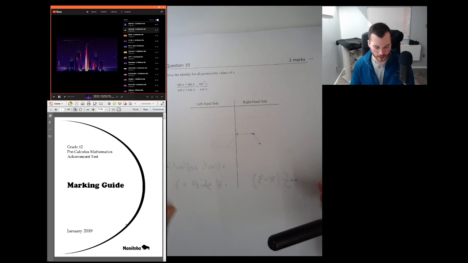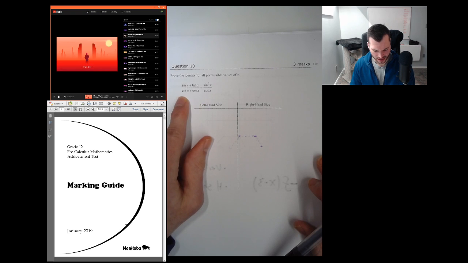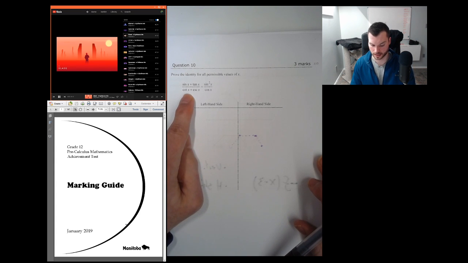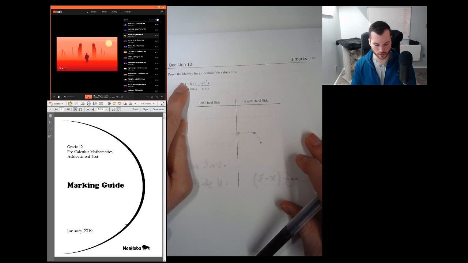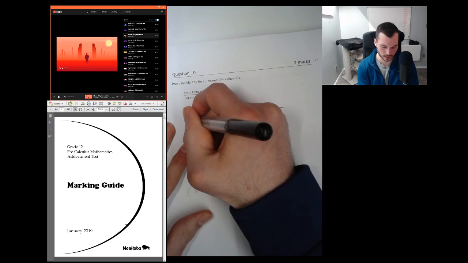Okay, so prove the identity here. Which one looks harder? I think that looks harder. So we're going to lock the other side in place, and we're going to work with this side. Okay, I got a good game plan now. I'm going to get my 1 mark right off the bat by just putting in some substitutions.